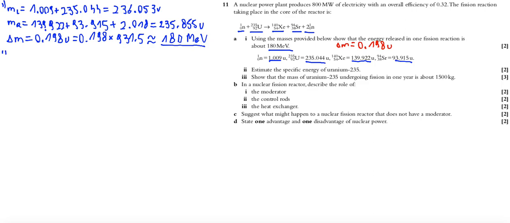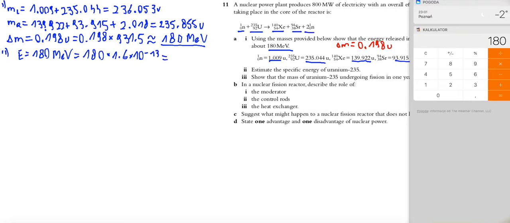Okay, so this is A1. Now A2. Second, estimate the specific energy of uranium. Specific energy of uranium is the amount of energy which can be released from 1 kilogram of uranium. So let's look. We know that energy which is released from 1 uranium is 180 megaelectronvolts. So first convert this into joules. So 1 megaelectronvolt is 1.6 times 10 to the power of minus 13 joules.